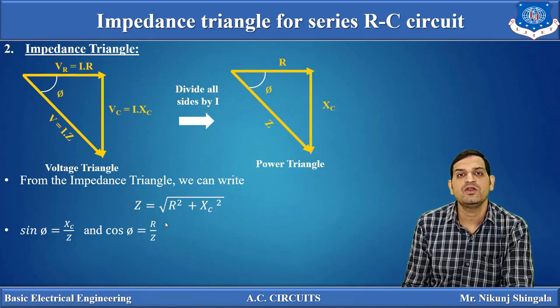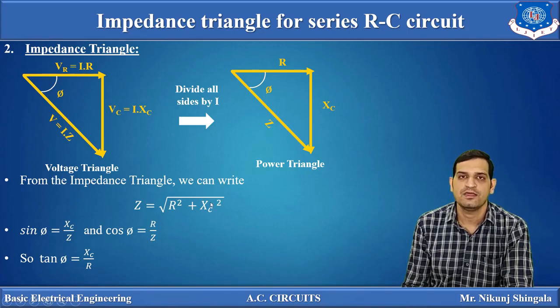The same equation we got for the series RL circuit, that is R divided by Z, but Z is different for both cases. In the series RL circuit, Z is the square root of R square plus XL square. Here it is the square root of R square plus XC square. Finally we can write tan phi is equal to XC divided by R. Again, all these equations are useful whenever we are solving examples based on the series RC circuit.